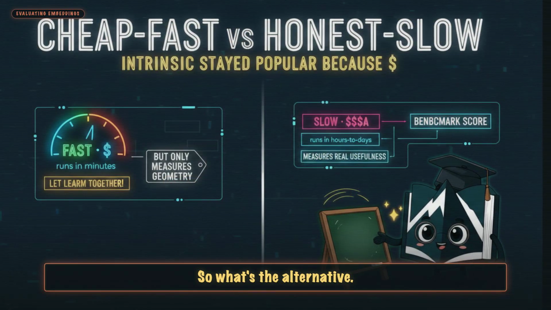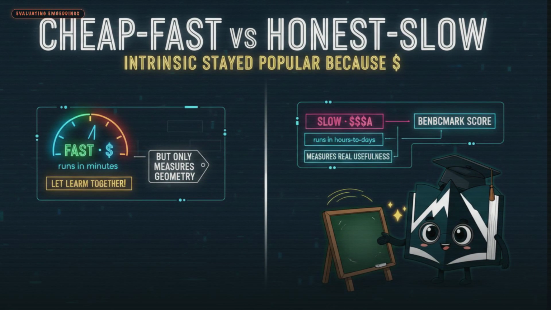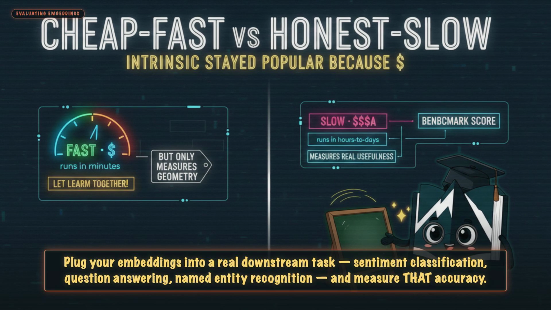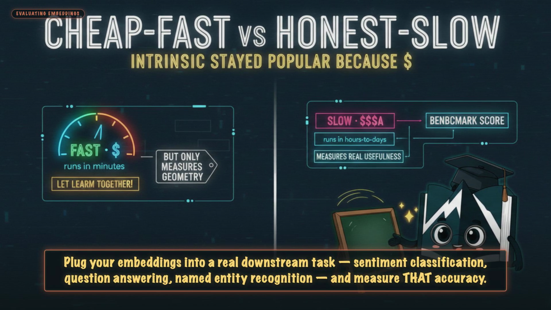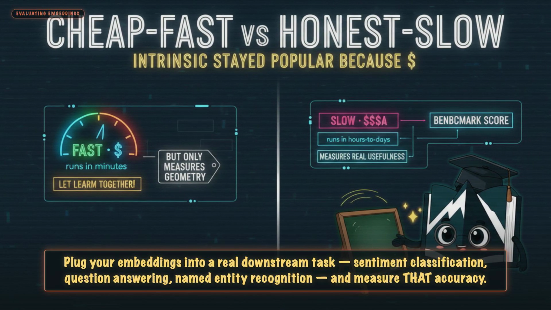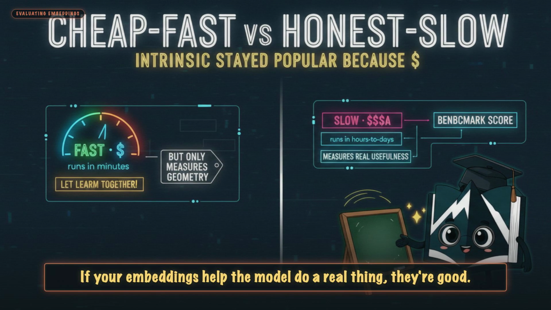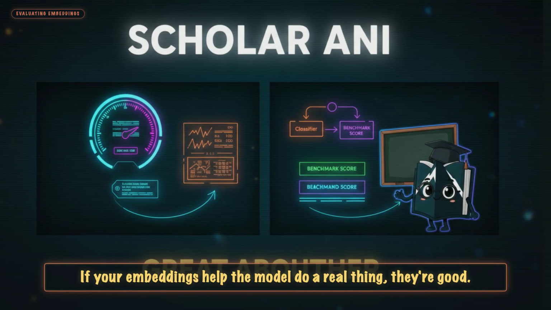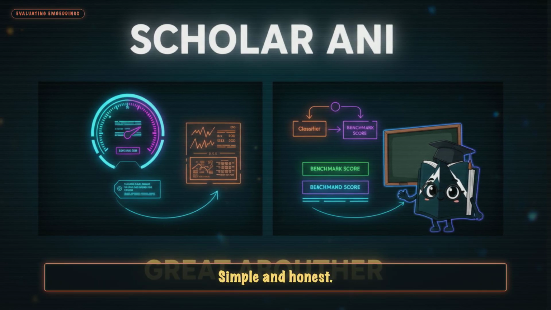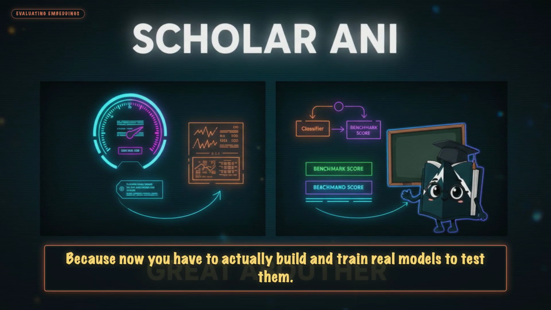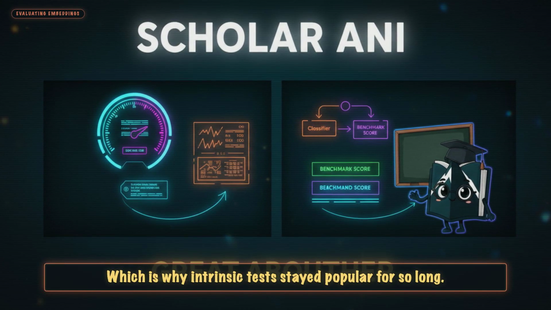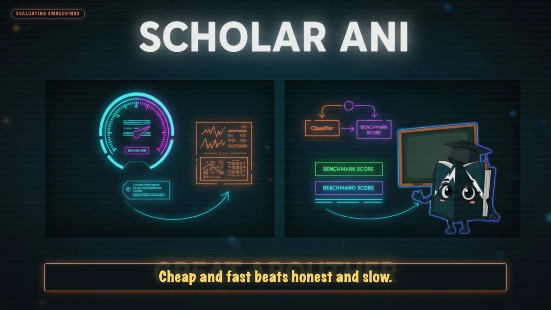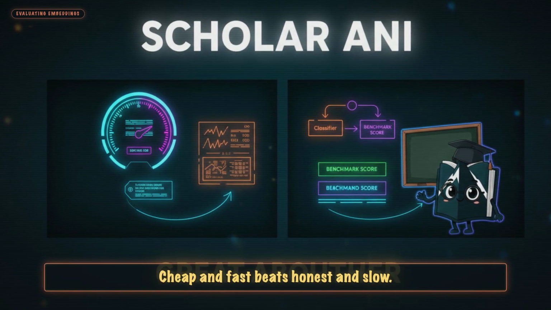So what's the alternative? Extrinsic evaluation. Plug your embeddings into a real downstream task, sentiment classification, question answering, named entity recognition, and measure that accuracy. If your embeddings help the model do a real thing, they're good. Simple, and honest. But expensive, because now you have to actually build and train real models to test them, which is why intrinsic tests stayed popular for so long. Cheap and fast beats honest and slow.